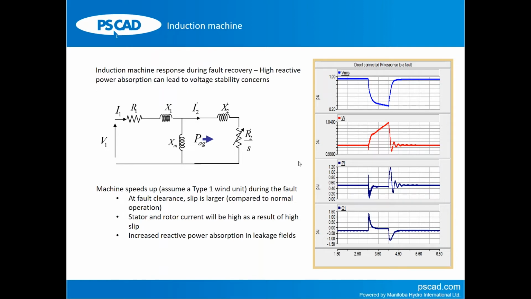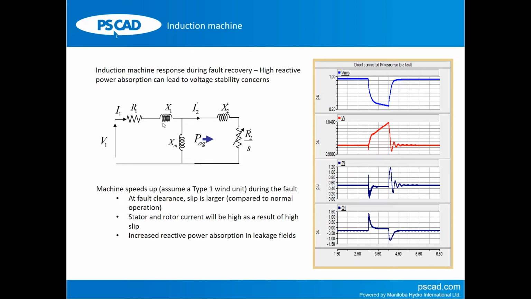What happens? So when the slip increases, when S goes up, R2 dash over S would come down, right? The effective resistance here will drop at this point when the machine is trying to recover. So this will increase, this whole thing will decrease, which means the currents I1 and I2 through this loop, you can ignore XM for now, the current I1 and I2 will increase, right?